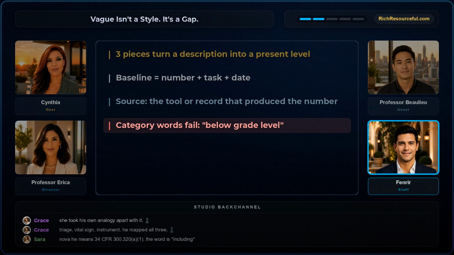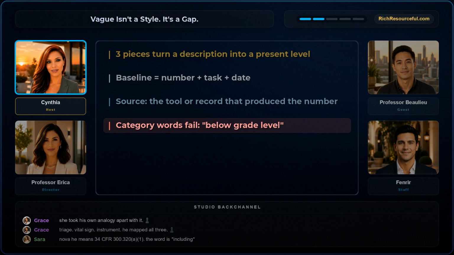Fair, plainly then. Write a number, name where it came from, say what it costs her in the general education class. Put the two versions side by side. The distance between them is the whole episode.